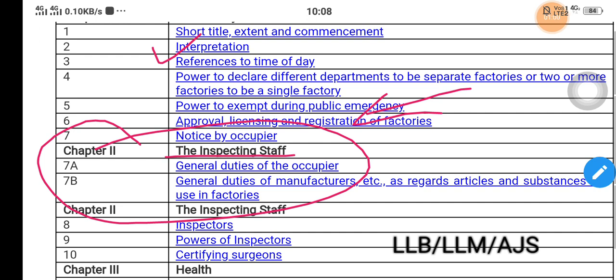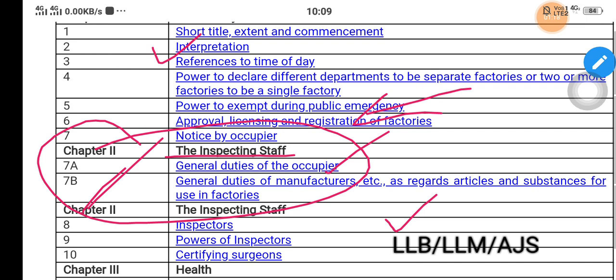Chapter 2 has 2 sections, section 7A and 7B. 7A deals with general duties of an occupier. 7B deals with general duties of manufacturers, etc., as regards articles and substances for use in factories.